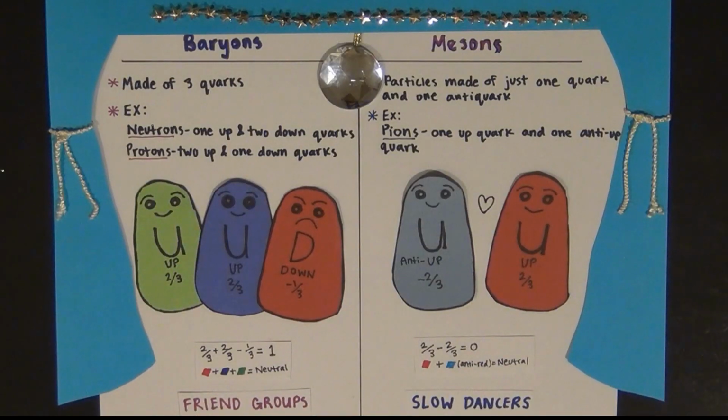There are 2 types of hadrons. Baryons are hadrons made of 3 quarks. Examples include protons and neutrons. In the proton displayed here, you can see that their colors and charges cancel. Mesons are the slow dancers, or particles made of just 1 quark and 1 antiquark.